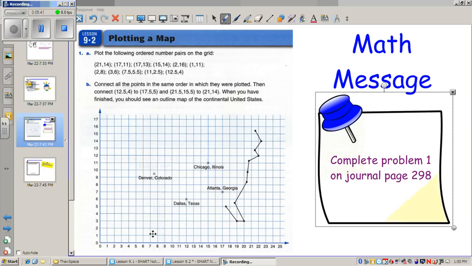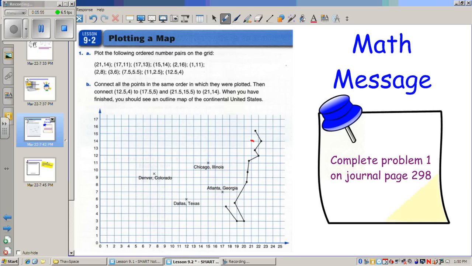So if I go along the bottom, I always go over first. So let's scooch over here. 21. And then I'm going to go straight up to 14, which is right here. And I want to put a little dot right there. Okay, so there's 21 and 14. And then I would do 17 and 11. And again, 5th graders, remember when you do that, you always go your horizontal first, left or right, 17 up to 11 right there. And I'm going to put a dot there.